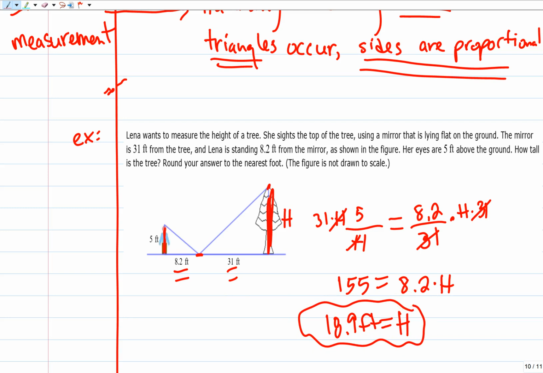So that's one way you can actually measure any object. If you place a mirror where you can see far enough and you can get it to actually barely see the tip of the object, you can measure the height.